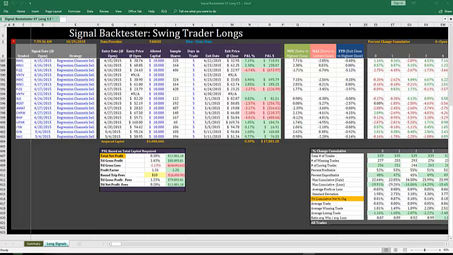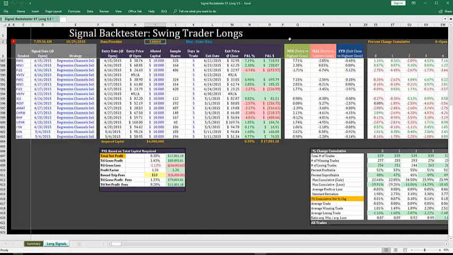I have three types of backtesters: swing trading, position trading, and long-term trading. The difference is that swing trading uses daily data, position trader uses weekly data, and long-term investor uses monthly data. And that's approximately 127 periods. So if it's daily data, it would be 127 days. Weekly data, 127 weeks, and so on.